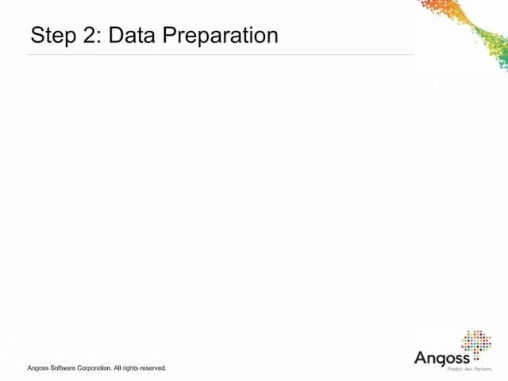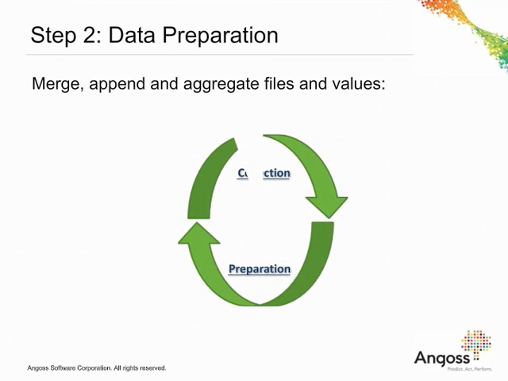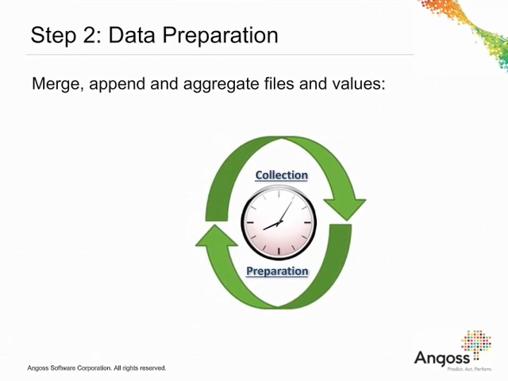The second step in the scorecard development process is the data preparation stage, where we are appending and aggregating our files and values. This is a significant step in the process. At times, it is difficult to separate from the previous step of identifying sources and collecting the data. This is because, over the course of preparing the data, we often discover that more or different data is required, which, of course, in turn, must then be prepared. The data preparation procedure is often the most time-consuming step in the whole scorecard development process, typically consuming 50 to 80% of the project's time.